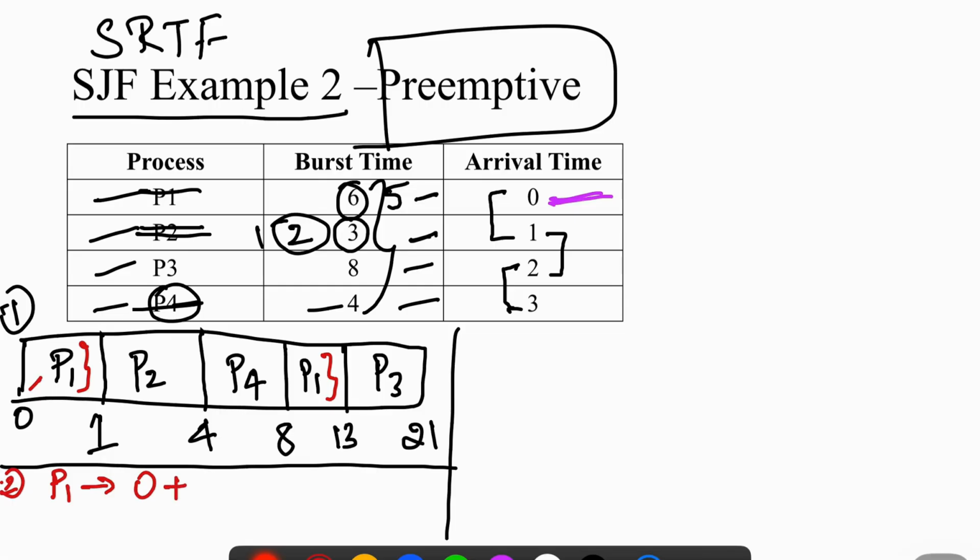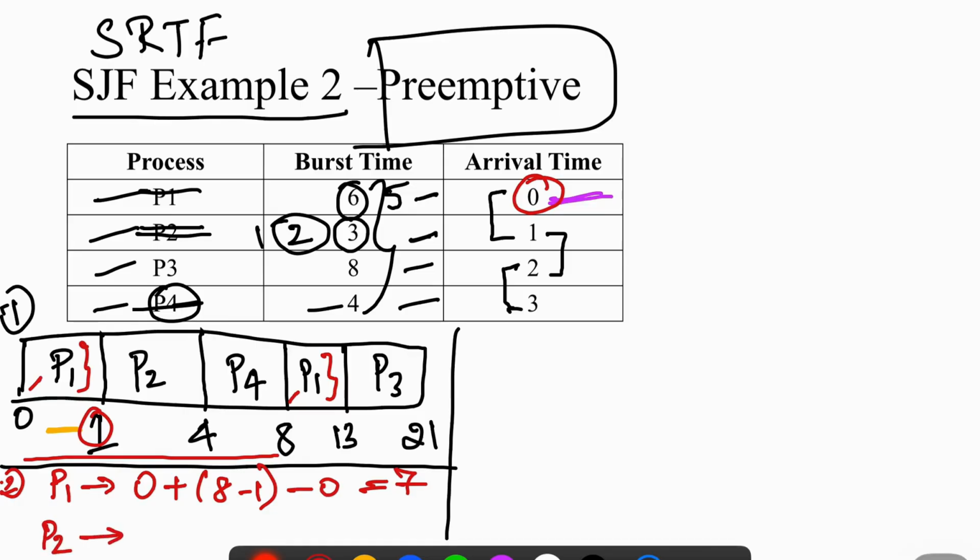0, plus I'll take the waiting time of the second one, that is 8. But the thing is, did it wait for the entire 8 milliseconds? No, it didn't wait, because in between 1 millisecond it was executing. So what I have to do is 8 minus 1 minus 0. What is this 0? 0 is the arrival time. So this becomes 7.